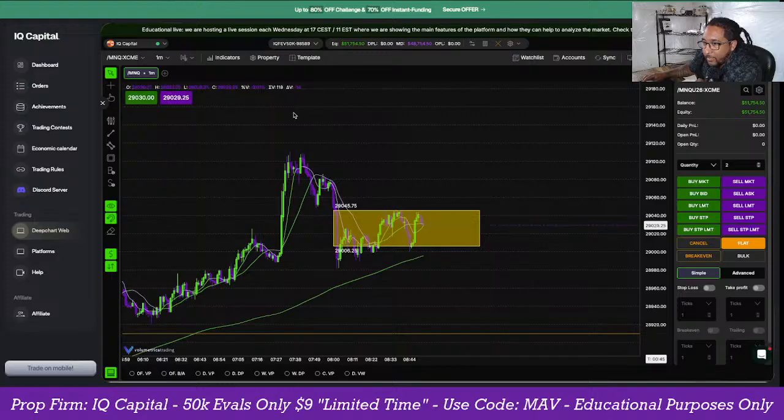So I'll be switching back and forth from the screen. This is my IQ Capital 50K eval. We're still in the eval phase. This is my pre-opening warm-up screen. I like to use this account because I love the platform. It's a new account for me, first time trading with IQ Capital. I've had nothing but good to say about them.